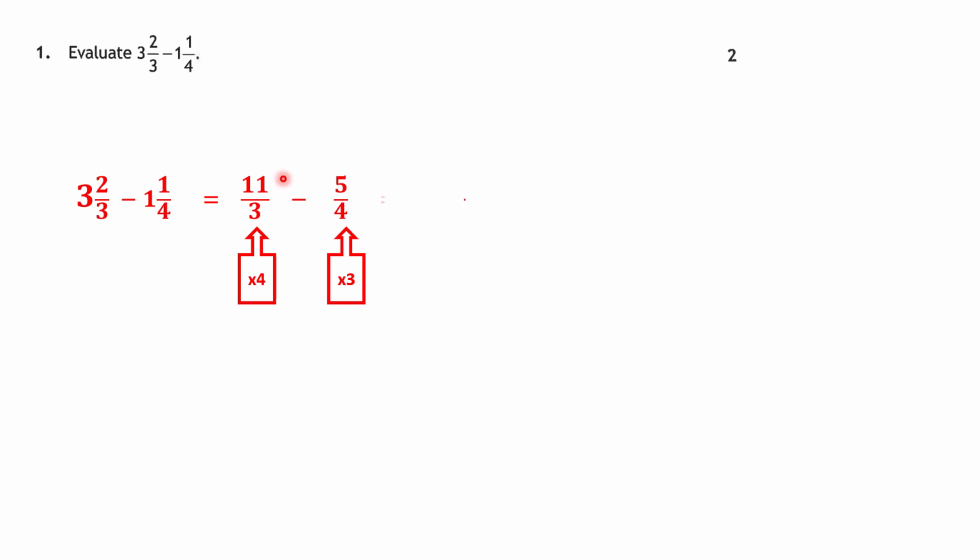So here's what we get. We get 44 over 12 because we multiply both numbers here by 4. And then we get take away 15 over 12 because we multiply both of these numbers by 3. There's the two improper fractions. We've now got the same denominator, so we can subtract the numerators. So we get 12 on the bottom, 44 take away 15 is 29.